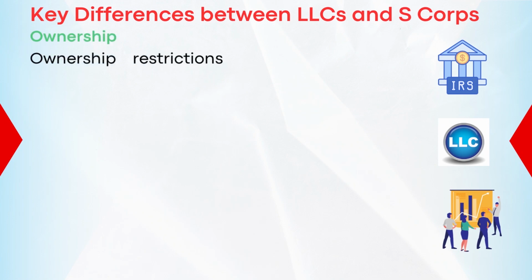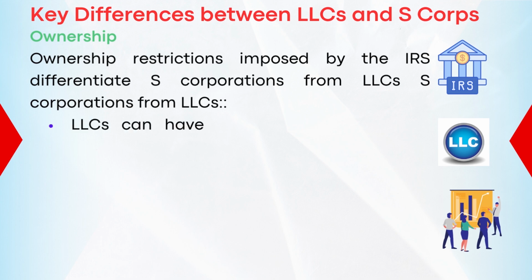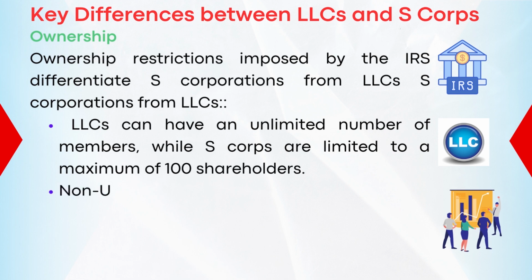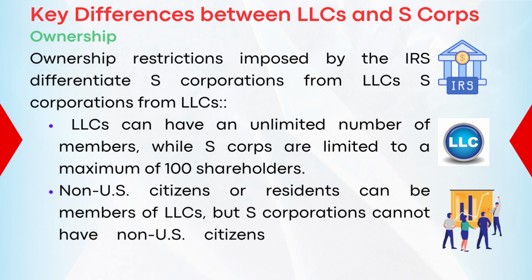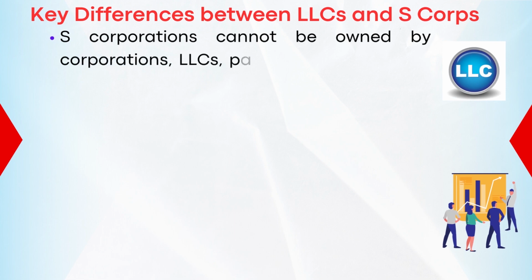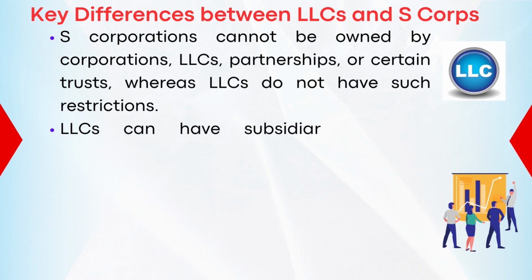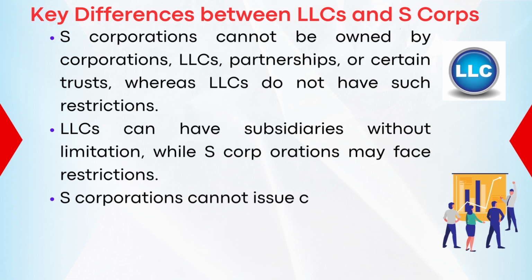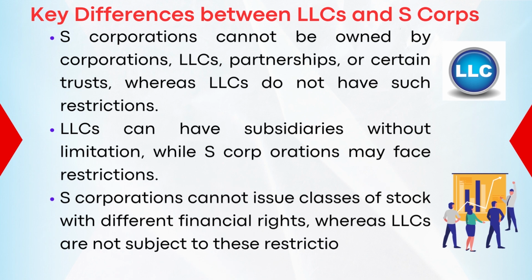Key differences between LLCs and S corps. Ownership. Ownership restrictions imposed by the IRS differentiate S corporations from LLCs. LLCs can have an unlimited number of members, while S corps are limited to a maximum of 100 shareholders. Non-US citizens or residents can be members of LLCs, but S corporations cannot have non-US citizens or residents as shareholders. S corporations cannot be owned by corporations, LLCs, partnerships, or certain trusts, whereas LLCs do not have such restrictions. LLCs can have subsidiaries without limitation, while S corporations may face restrictions. S corporations cannot issue classes of stock with different financial rights, whereas LLCs are not subject to these restrictions.